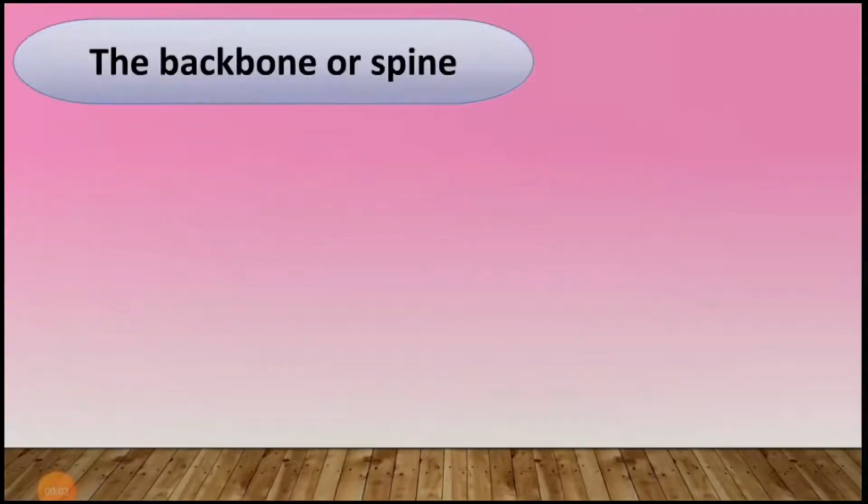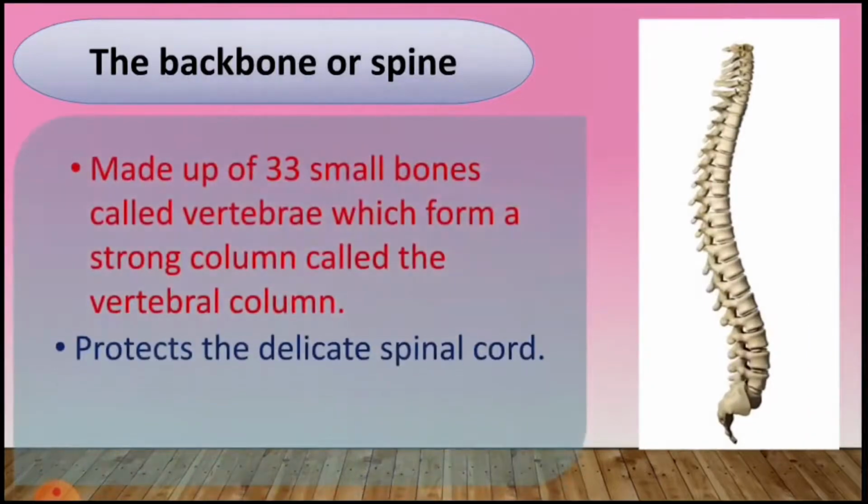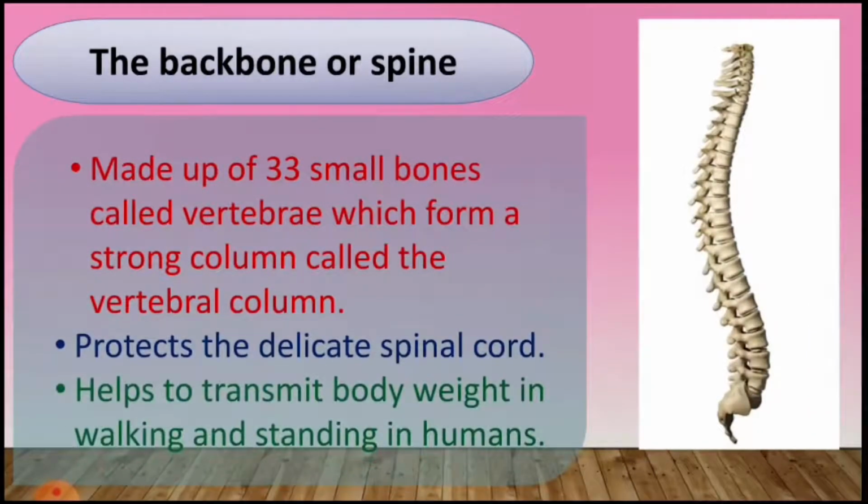Next is the backbone. The skull is attached to the backbone or spine, which forms the main axis of the skeleton. It is made up of 33 small bones called vertebrae that are stacked one on the top of the other and form the vertebral column. This column protects the delicate spinal cord.